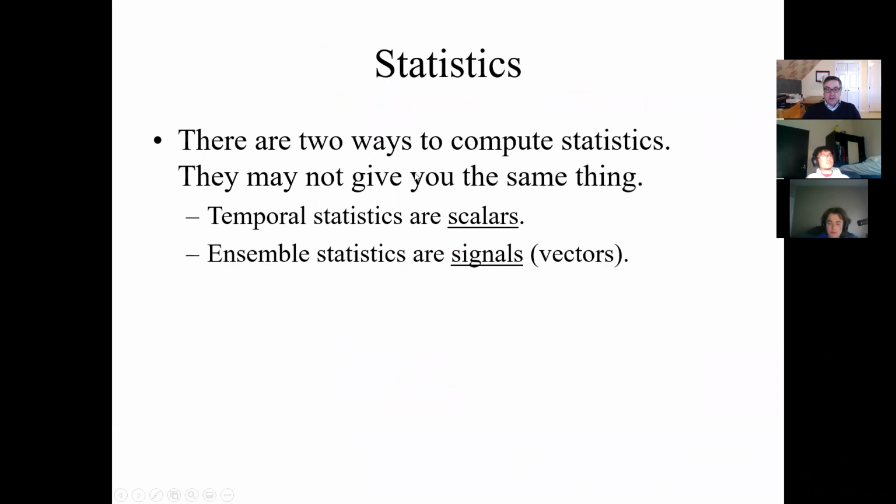So as we've said, there's two ways to compute statistics, and they may not give you the same thing. Okay, so they aren't equivalent at all, and you can't assume that they are. The temporal statistics give us scalars, single numbers, right? But ensemble statistics give us signals, or in MATLAB, vectors or arrays. Okay.